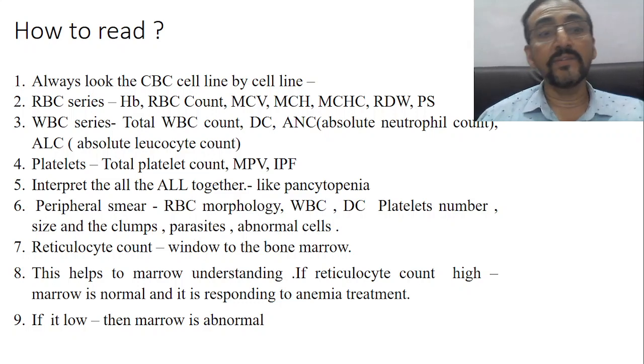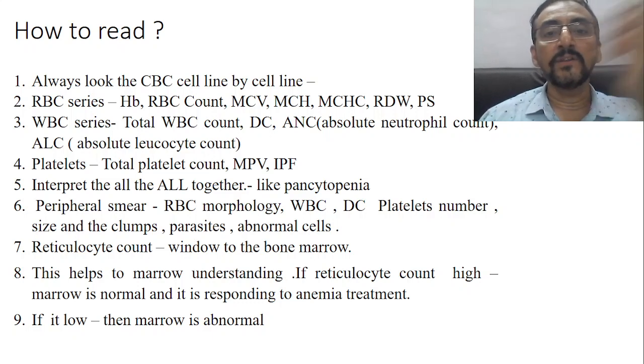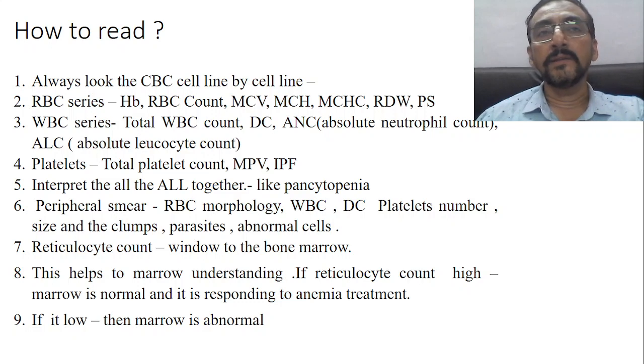So now what you have to do is interpret all together. For example, if the RBC series is showing a downfall, the WBC series is also showing a downfall, and the platelet series is also showing a downfall, it very clearly suggests that there is some problem in the bone marrow itself, and it is not producing any of the cells. This picture is considered as pancytopenia. Pan means all, as a whole. Cytopenia means less number of cells. So the number of all cells has decreased.